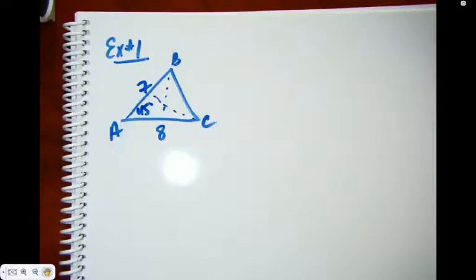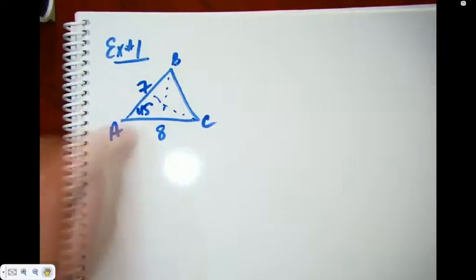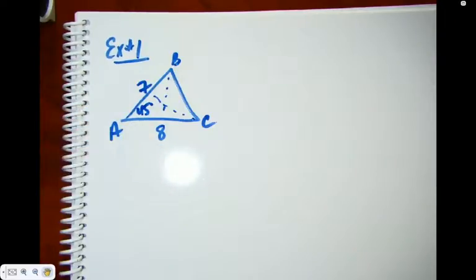When you look at the diagram, you should see case number 2 for Cos Law. You've got 2 sides and the included angle. Again, if you went to use sine law, you'd be stuck. There's no way you have enough information. So that tells you it's a Cos Law question.